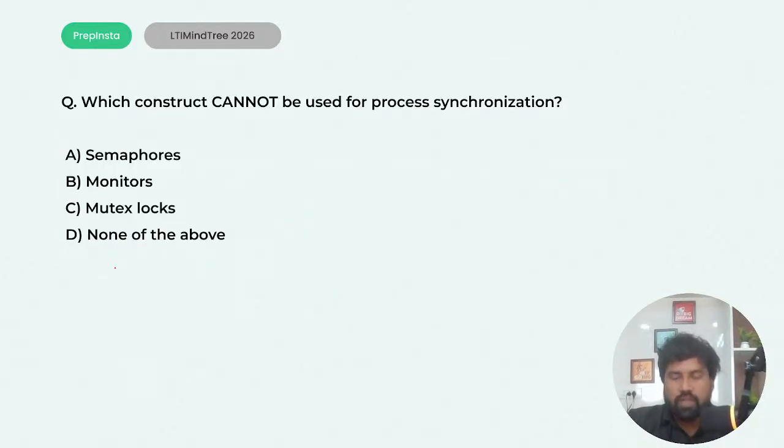So just look at it. Next, which construct cannot be used for process synchronization? So what is your answer, guys? Tell me in the chat. I want to get the answers, guys. Later I can explain what all these things are.